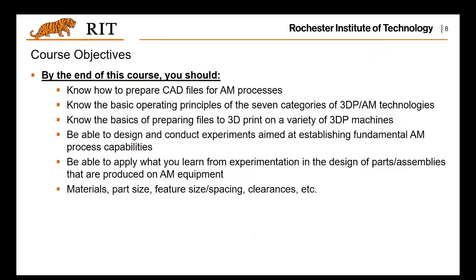Also, there are some objectives. The CAD design aspects, also some of the process aspects, especially the pros and the cons for the processes, the material, part size, feature size, clearance, and so on and so forth. That will affect your design decision when you design some products and try to prototype them. All right. So if you have any question, just let me know. We can stop and discuss. Don't be afraid to ask questions.